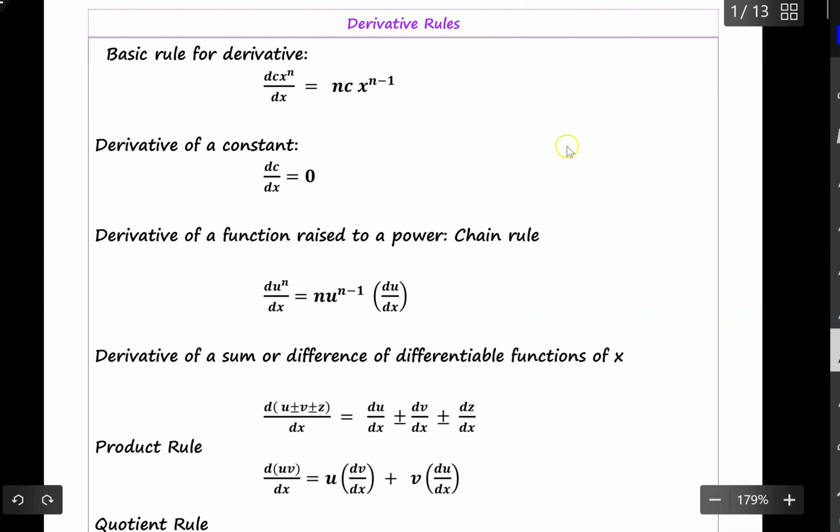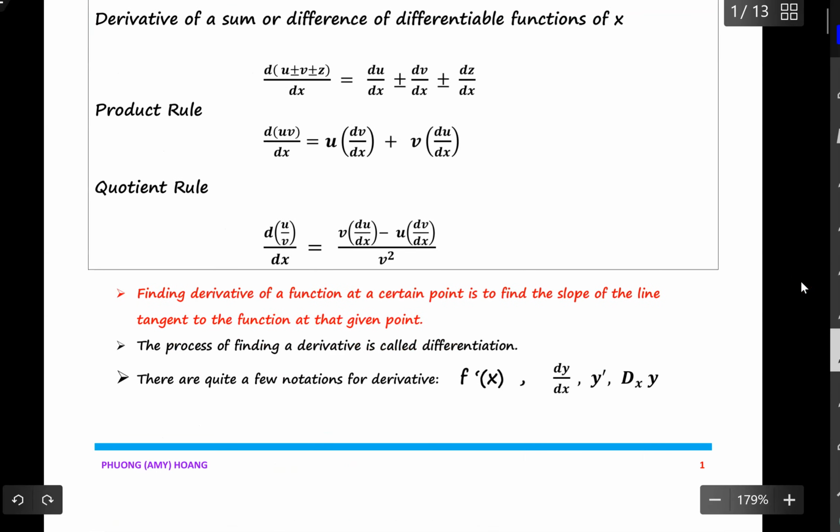So before we get into explaining all of these rules, I would like to go over some terminology for derivative. First of all, finding the derivative of a function at a certain point is to find the slope of the line tangent to the function at that given point. The process of finding a derivative is called differentiation. So you will probably hear this word throughout the entire lesson, or throughout the entire unit. I will probably use the words to differentiate, to find the derivative, or differentiation.